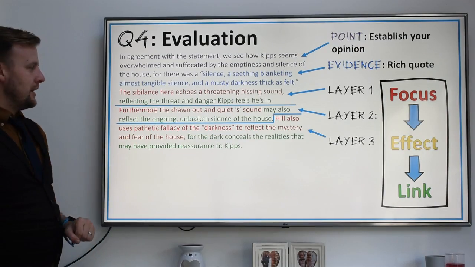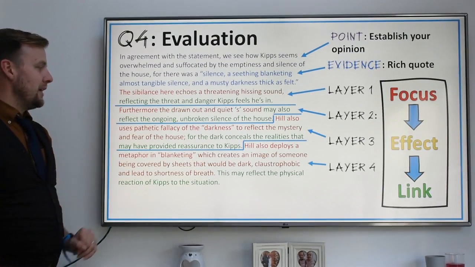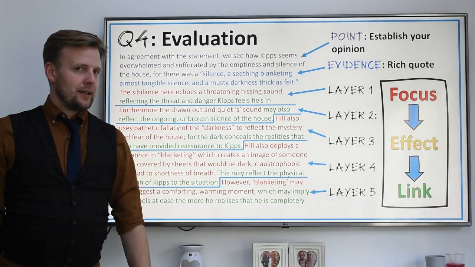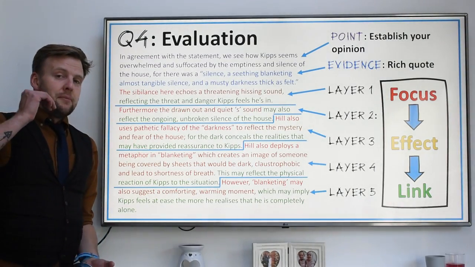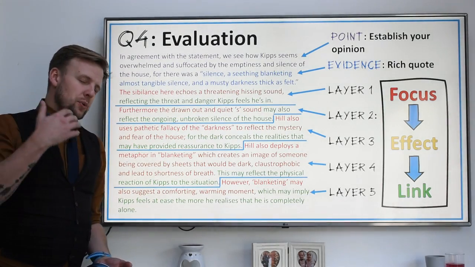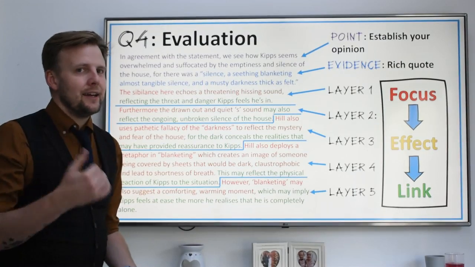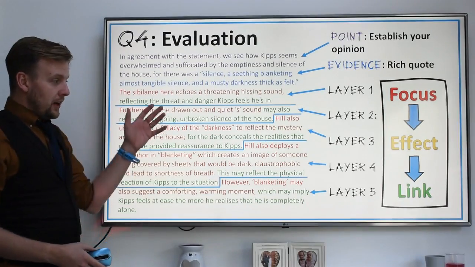And again, focus, effect, link. I'm talking about pathetic fallacy now. And again, focus, effect, link. Talking about blanketing. And again, focus, effect, link. Another point about blanketing. The only limit is the time. I've got about 20 to 25 minutes to do question 4. How many layers can I get in? Okay? I got 5 in.